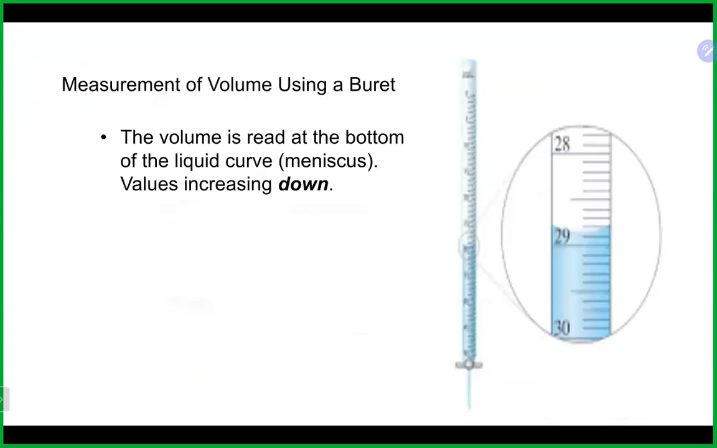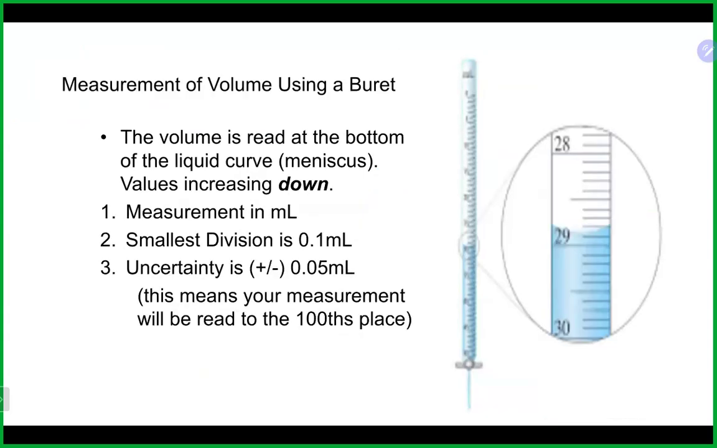Question. Now, another very common piece of equipment that we use is a burette, and a burette actually has what's referred to as a stopcock on the bottom there. That's kind of what opens it and shuts it. You fill the liquid from the top, and you dispense it basically from the bottom.